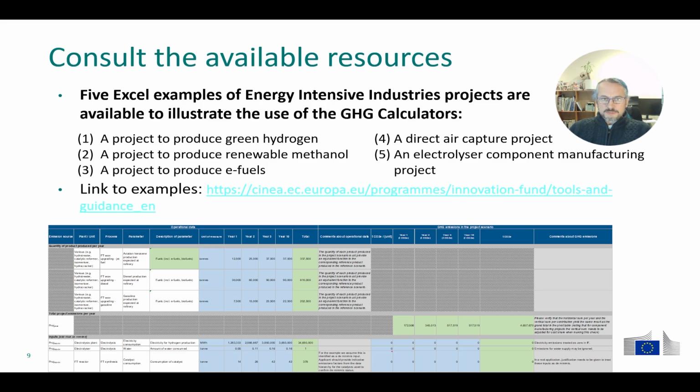Do consult the available resources before preparing your applications. There are 5 Excel examples of energy-intensive industries projects that are being made available to illustrate the use of the GHG calculators. 1, a project to produce green hydrogen. 2, a project to produce renewable methanol. 3, a project to produce e-fuels. 4, a direct air capture project. And 5, an electrolyser component manufacturing project. And there's a link to the examples here.